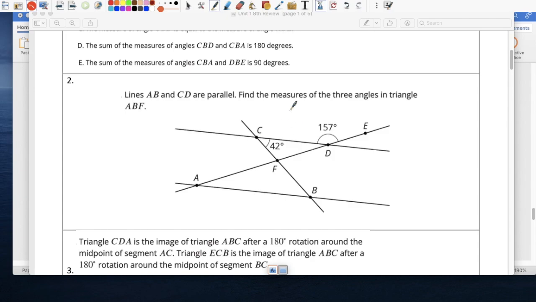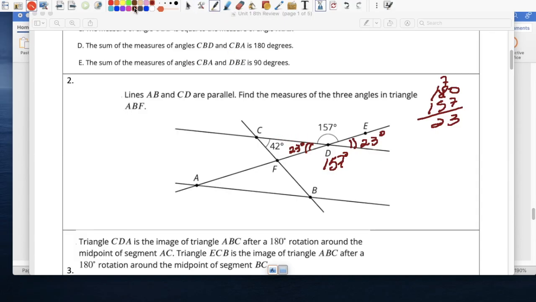So, things I know already. If that's 157, this guy is 157. Vertical angles are exactly the same. If I know this is 157, can I find this guy here? I can. I can do 180 minus 157. So the missing angle is 23. And if that's 23, this angle on the other side is also 23. So let me put in 23 degrees.